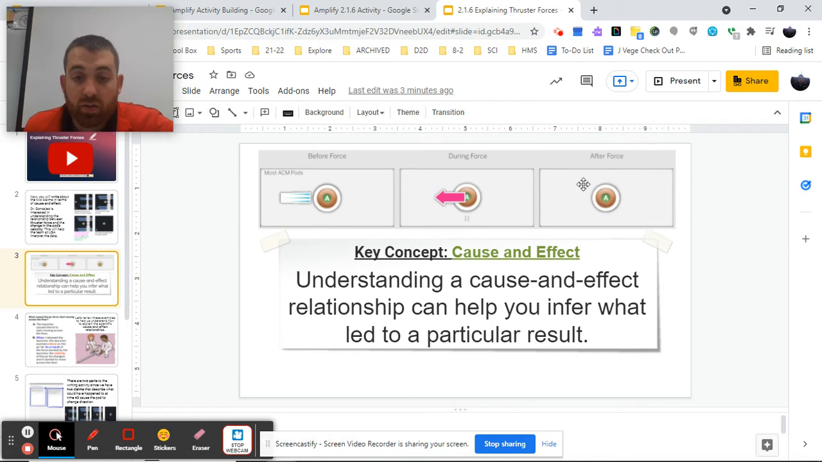And this model is a great example of how we can use this cause and effect relationship to infer about the result. So if we didn't have this force arrow, but we knew the object stopped, we could infer that a medium force was used to stop the medium velocity and cause it to come to a complete stop. And we're going to use this idea of cause and effect to explain what's going on for claim one and claim two. So let's go ahead and take a look at how we're going to create our strong scientific responses.